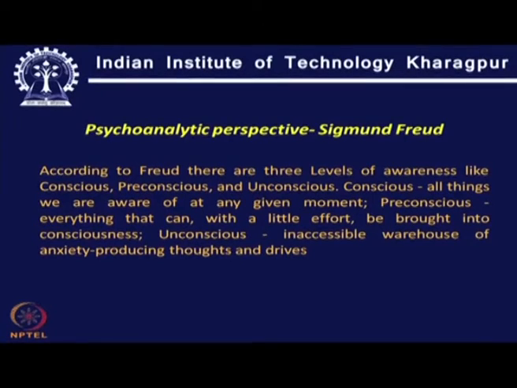According to Freud, there are 3 levels of awareness: conscious, pre-conscious and unconscious. Conscious tells about all things we are aware of at any given moment. Pre-conscious deals with everything that can with a little effort be brought into consciousness, and unconscious is the inaccessible warehouse of anxiety producing thoughts and drives.